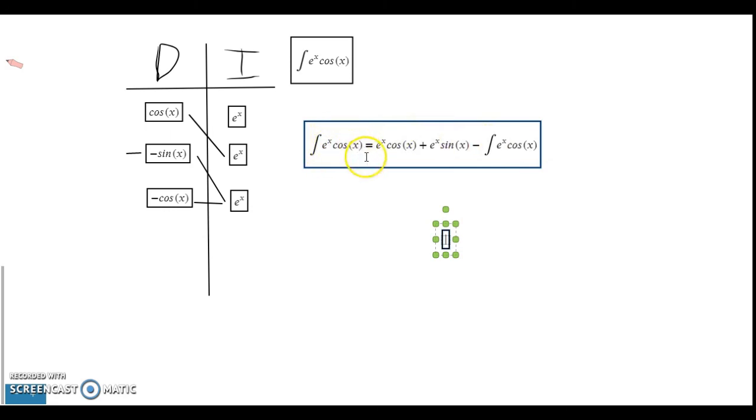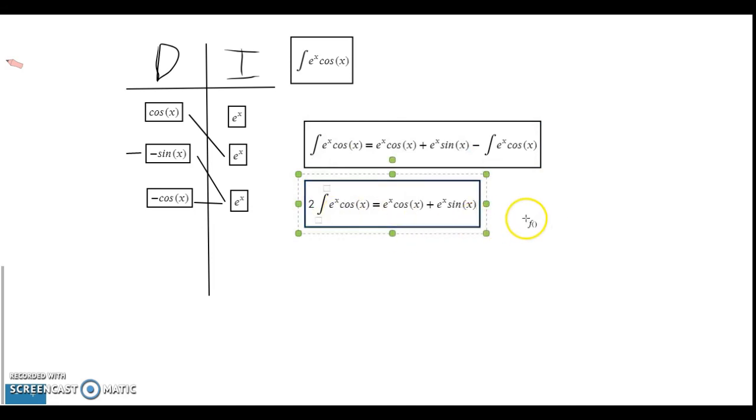But we can actually do something really cool in this scenario. So we're going to use some algebra. And if we add this term, the integral of e to the x cosine of x, to both sides, we realize that this is going to get rid of this term on the right side. And we're going to be left with this. Copy. Paste. And since it's indefinite, plus c.